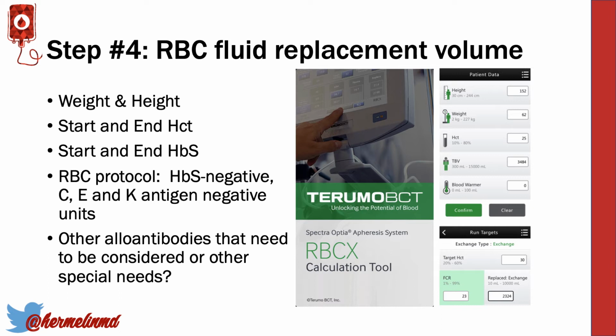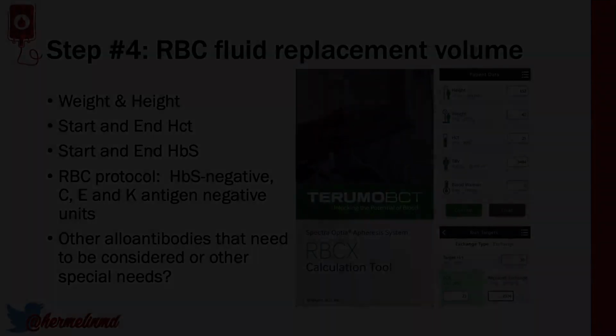Once you've calculated your red blood cell replacement volume, it's time to order the units corresponding to that volume. You also want to make sure that you order it according to a sickle cell disease protocol, which means that the units will be hemoglobin S negative, as well as big C, big E, and big K antigen negative. And if the patient has additional alloantibodies, you supply antigen negative units in that case.